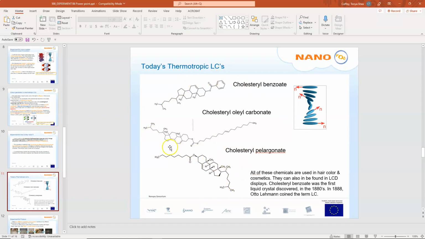Now all of these chemicals are used in hair color and cosmetics, and they can also be found in liquid crystal displays. The oldest discovered one is cholesterol benzoate, and it was found in the 1880s. And in 1888, Otto Lehmann actually coined the term liquid crystal, in part because of work that was done with cholesterol benzoate.